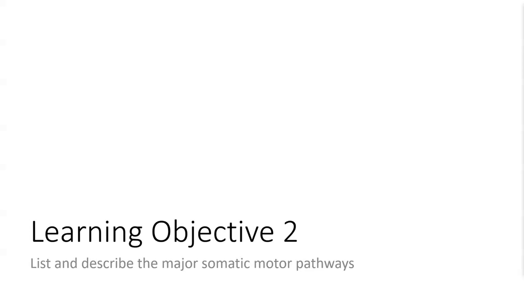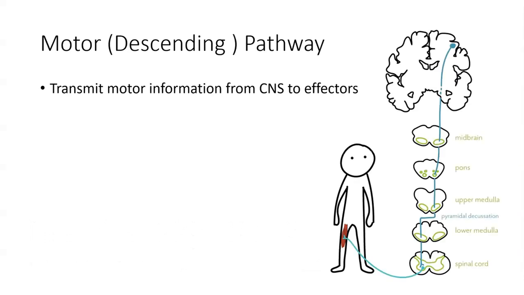Moving on from our sensory pathways, our second learning objective focuses on the motor pathways, or the pathways that nerve impulses take from our brain out to our effectors. Our motor pathways, which are also called descending pathways, transmit motor information down from the central nervous system to the effectors in the peripheral nervous system. Once that information reaches the effector, an output occurs, which may be the contraction of a muscle or the secretion of a substance from a particular gland.